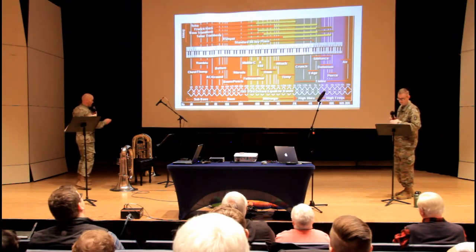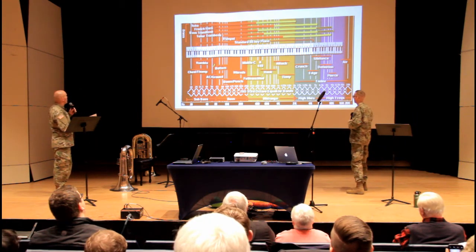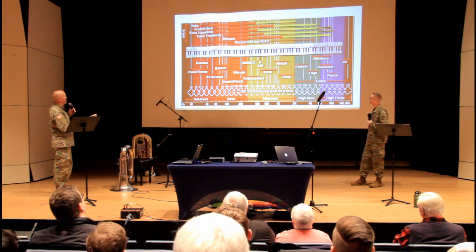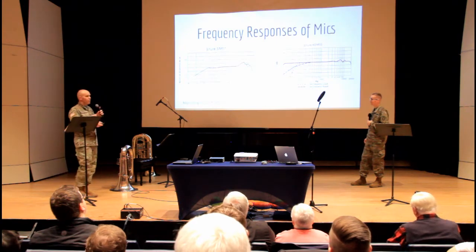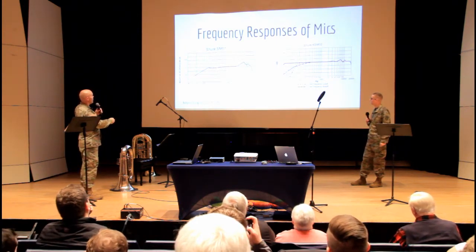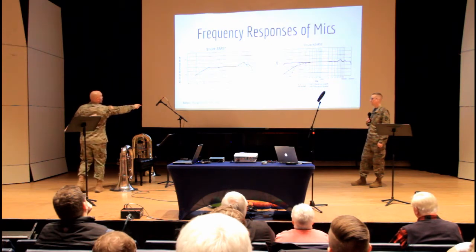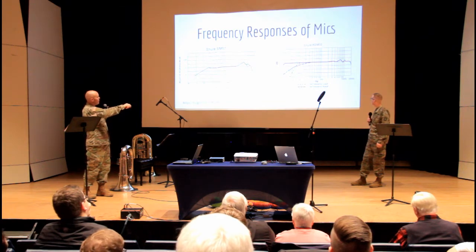All right, so I talked about the different frequency ranges. Tuba, the effective range right here, about 40 to 400. Tenor trombone is close to the same as euphonium. And then here are those two mics and the frequency response of those two mics. So I can see that there's going to be a bump up here around 6K on that SM57, this guy right here, versus that KSM32, that condenser is going to give you a pretty uniform flat response.